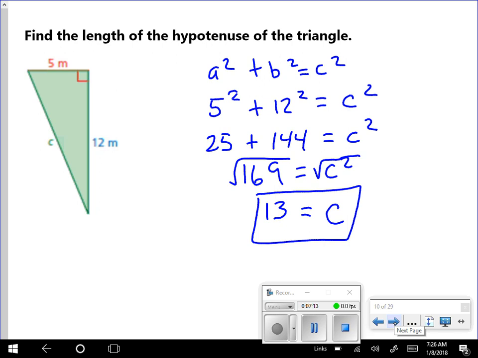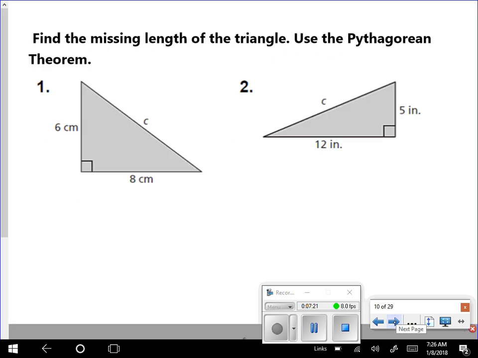Okay, now you might see, if you're in Math 8, why we were memorizing all our perfect squares. All right, here's another example. For both of these, we have to find C. Okay, so we're looking for the hypotenuse. So we would do a squared plus b squared equals c squared.